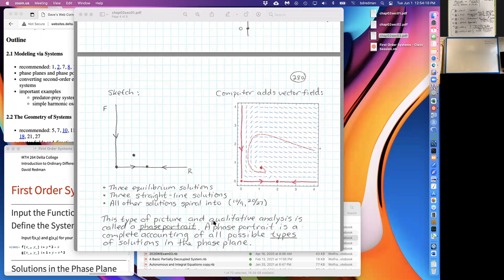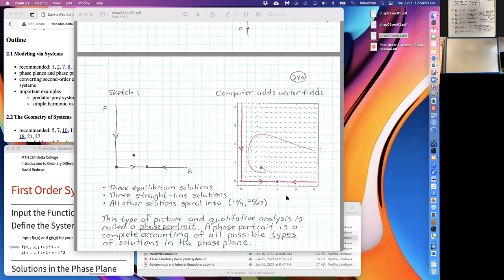So again, the type of picture that I'm presenting here on the right, the qualitative analysis that I just did, is called a phase portrait. A phase portrait is a complete accounting of all possible types of solutions in the phase plane. This territory is called the phase plane, but these red notations on the phase plane are the phase portrait. Should I add some more spirals? No, they all look like this one, bigger or smaller. This spiral tells the story. These straight lines tell the story. These dots, the equilibrium points, tell the story.